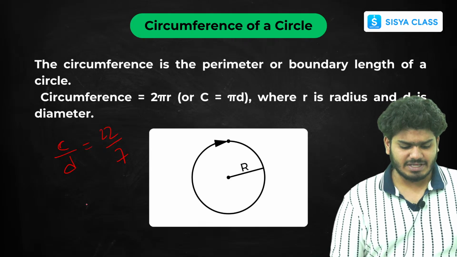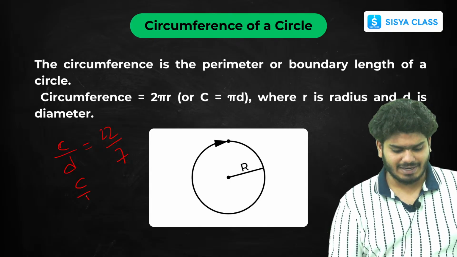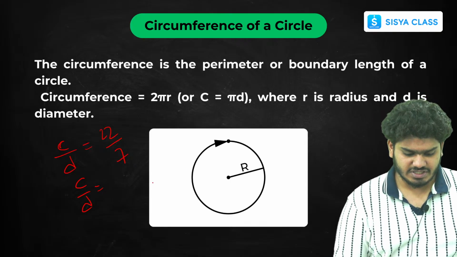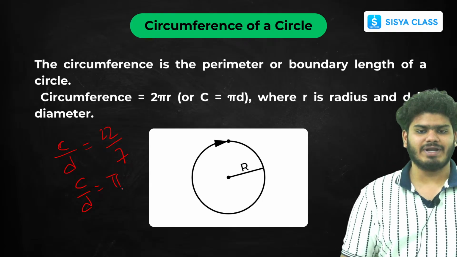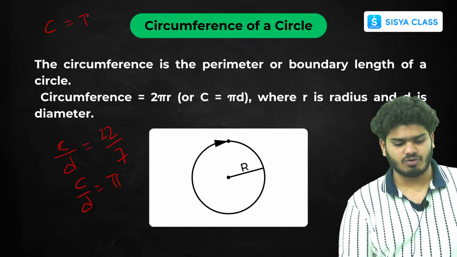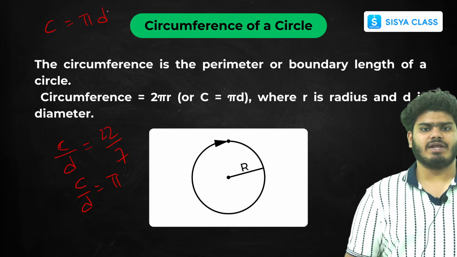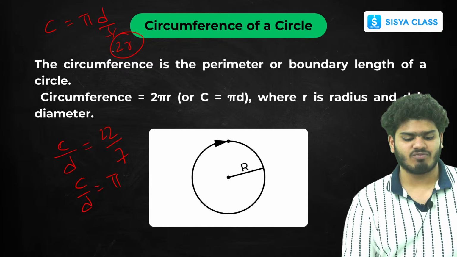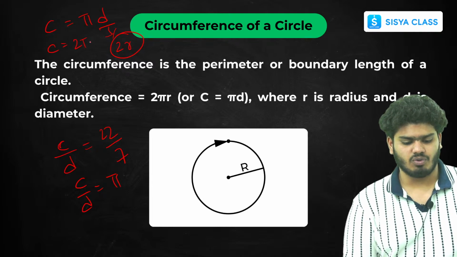So C/D, where circumference by diameter, is always constant for each and every circle, which is equal to pi. We will be taking it as a constant pi. So C is equal to pi d. D is equal to 2r. We know that D is 2 times the radius. So C is equal to 2 pi r.